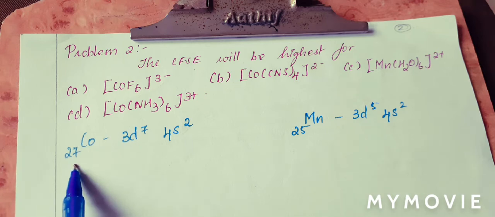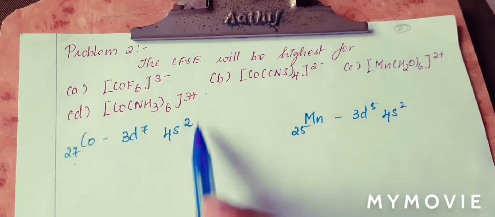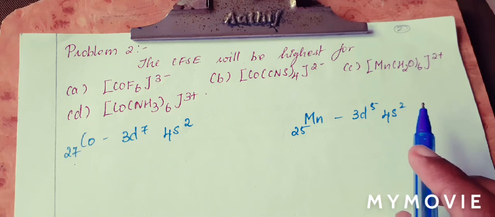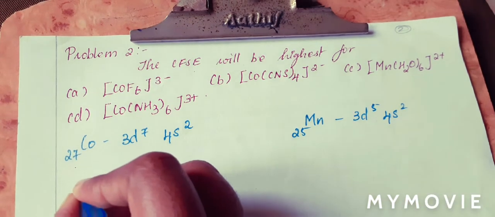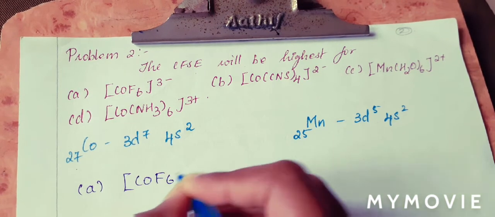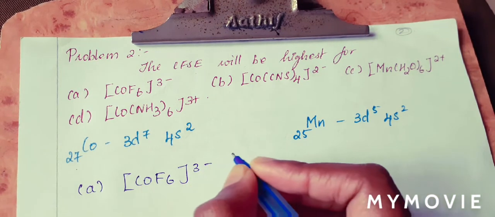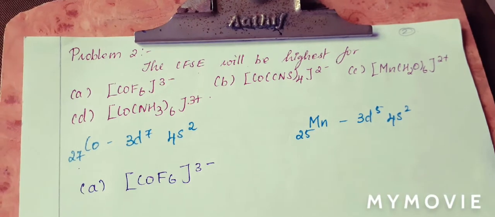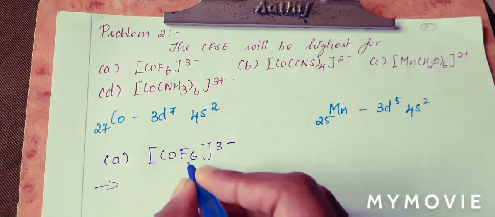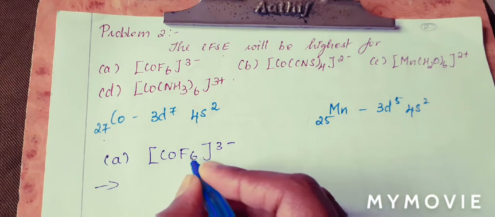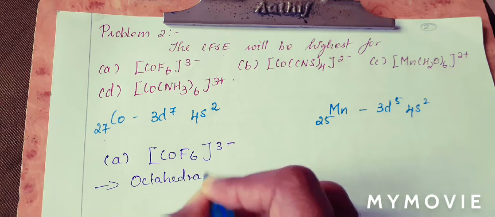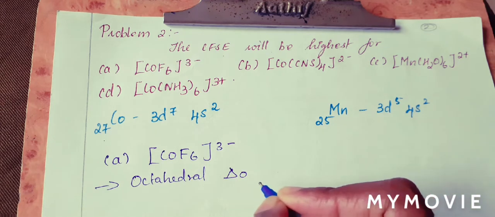So I've written cobalt and manganese along with their outer electronic configuration. Now let's deal with the complexes separately. First complex, A, CoF6 3 minus. What is the first step? The first step is to find the geometry. The geometry is going to be octahedral because 6 bonds are formed. So I'm writing octahedral or delta naught.